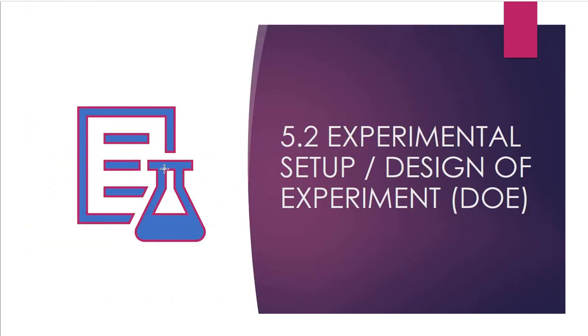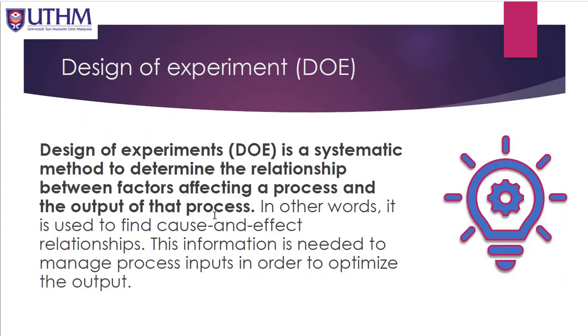That is the experimental setup and design of experiment, DOE. Design of experiment is a systematic method to determine the relationship between the factors affecting the process and the output of that process. You should know what the factors affecting the process are, the factor and the output.